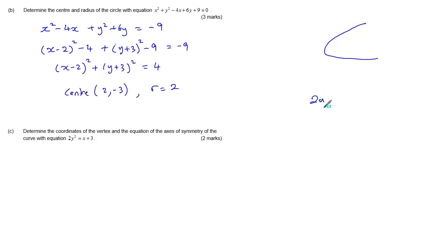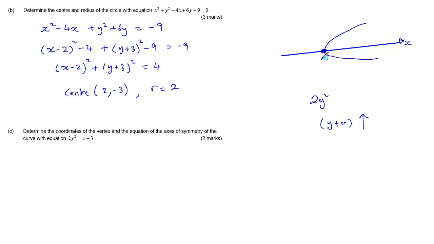Now look at the left hand side, 2y². If we had something directly added to the y, we'd know that there would be a vertical translation, but there isn't, and that tells us that the line of symmetry here must just be the x-axis.